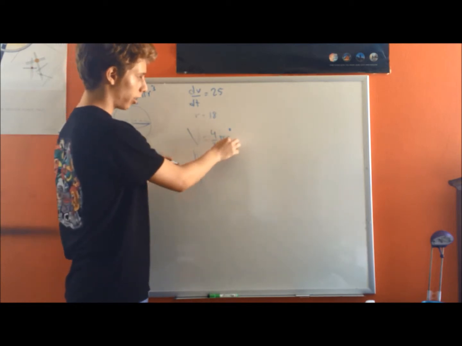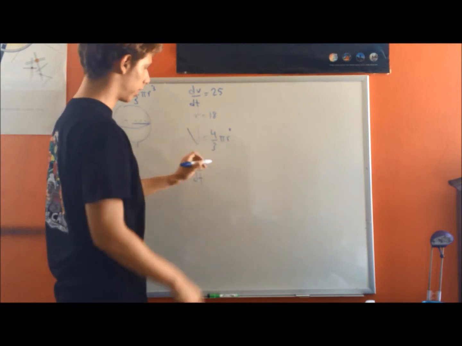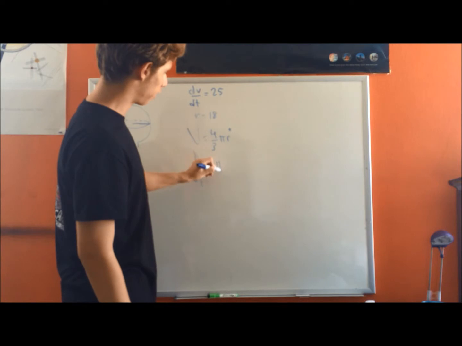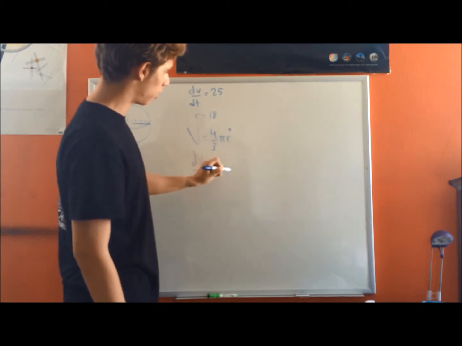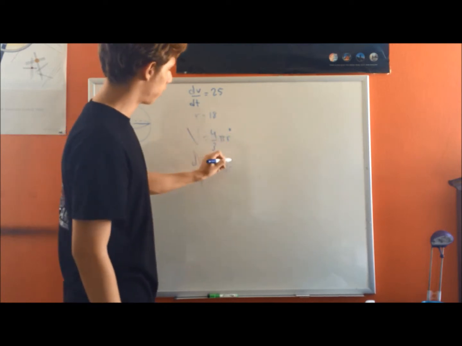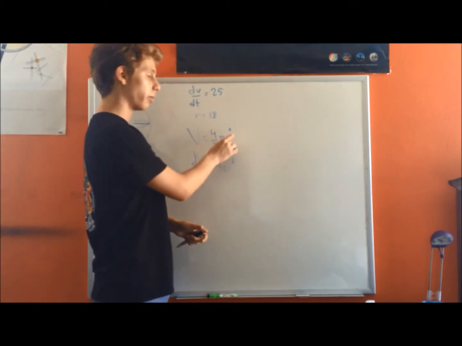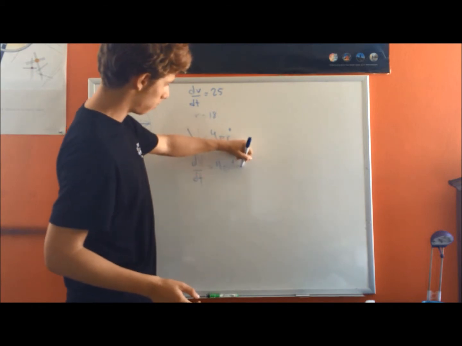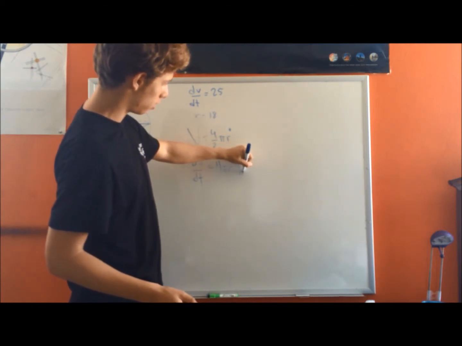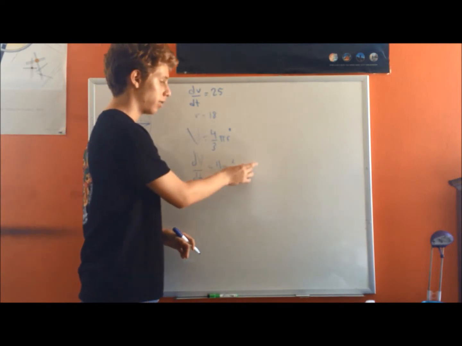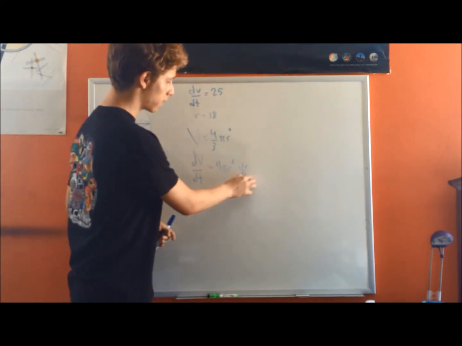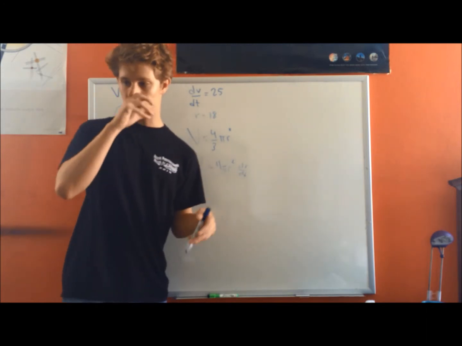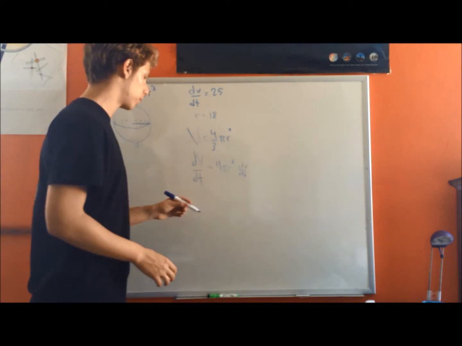So r to the third comes down, and it neutralizes this 3. So we're going to have 4 pi r, and then we subtract 1 from the 3, so we have 4 pi r squared. And then we take the derivative of r, which as we've seen is going to be dr dt, because that's the rate of change of r with respect to time. And this is what we're really looking for. This is what the question is asking for. How fast is the radius of the balloon changing?